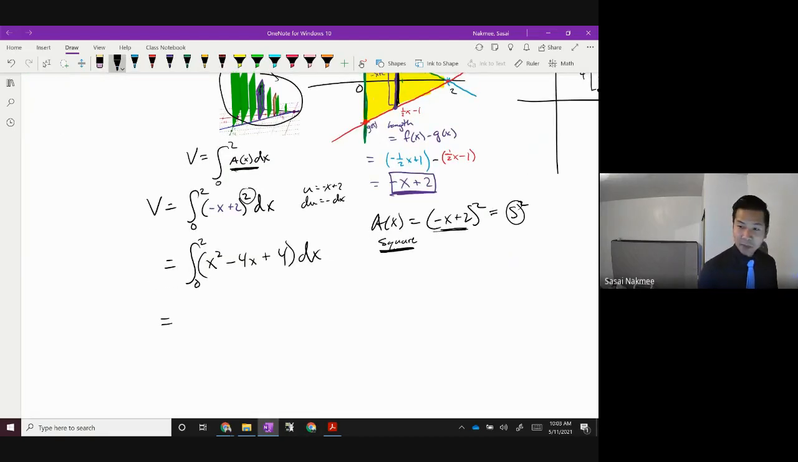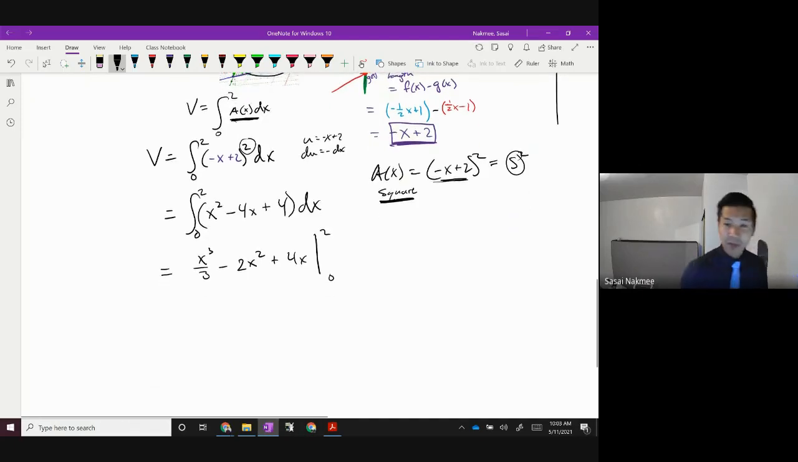This is going to become x cubed over 3 minus 4x. This is going to become x squared, so this is going to be 2x squared to give me that 4x when I take the derivative. And this over here is going to be plus 4x right there. All right. This, of course, is being evaluated from 0 to 2. I just take those numbers and plug them in like so.